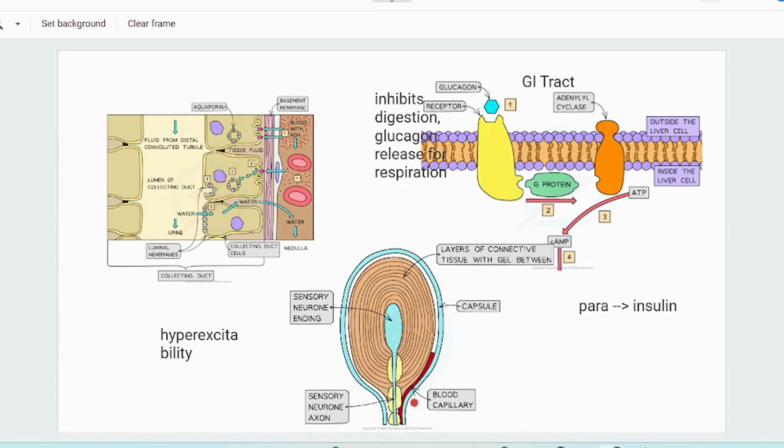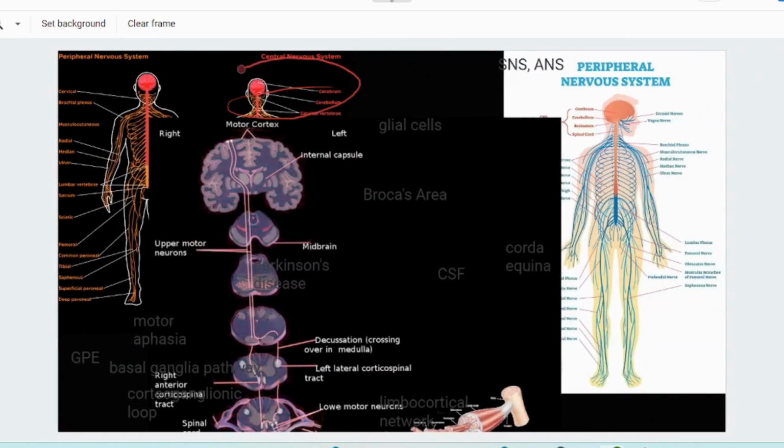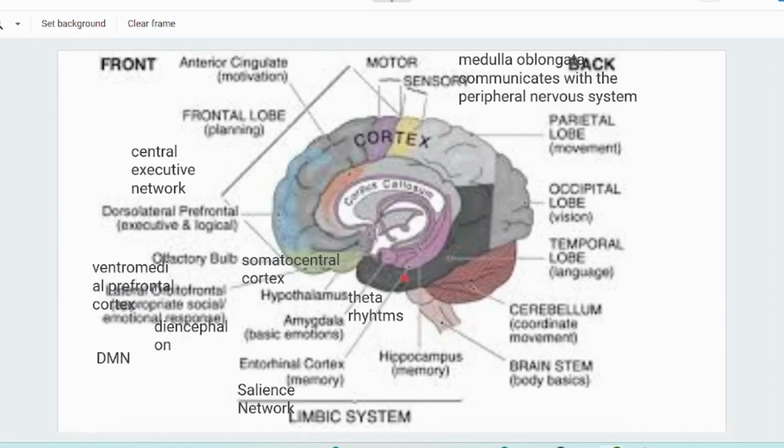The sensory afferent pathways carry information from sensory receptors, so the skin, eyes or ears, to the central nervous system. These pathways involve primary, secondary and tertiary neurons that relay information through the spinal cord or brainstem to the thalamus and then to specific areas of the cerebral cortex for processing.